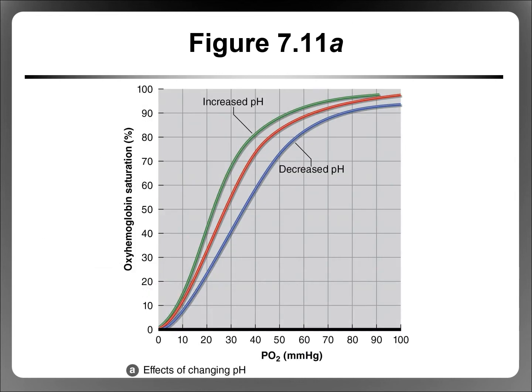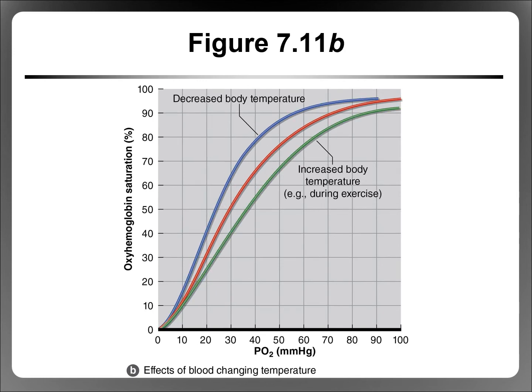As you can see here, this is the changing pH. The red curve is a standard oxyhemoglobin curve. And then as we decrease the pH, you see the curve shift to the right. If we increase the pH, we see the curve shift to the left. And this is our example looking at the temperature of the blood, red being our standard. Increased body temperature moves to the right, decreased body temperature, it moves to the left.